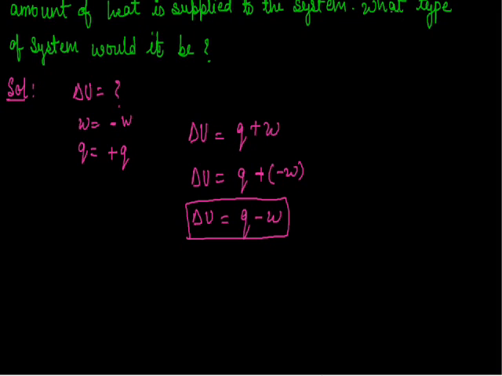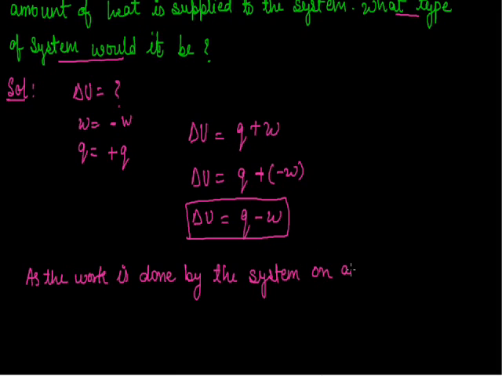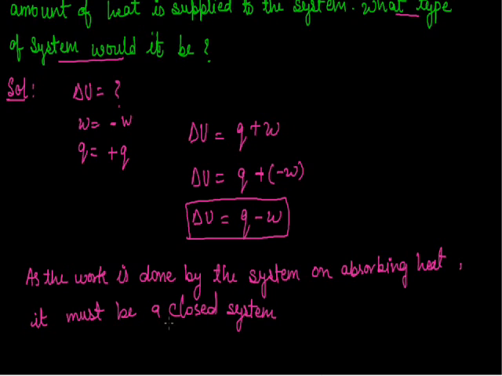And the next is, what type of system would it be? Means as the work is done by the system on absorbing heat, it must be a closed type of system. Means there is only the exchange of heat, there is no exchange of matter. The work is done on absorbing heat, so the system must be closed.